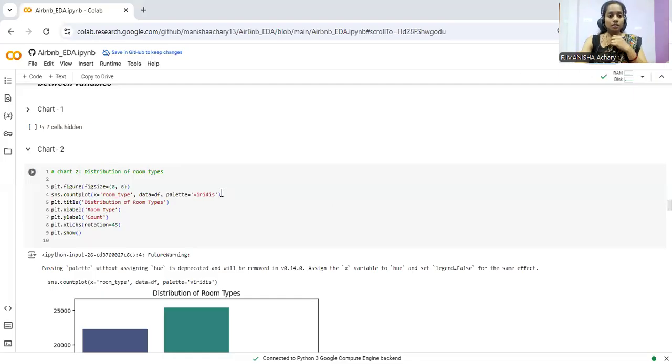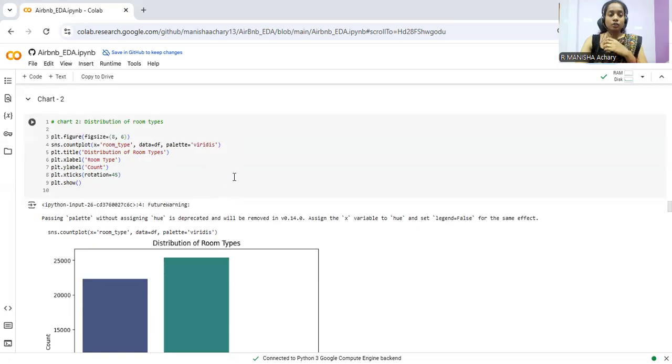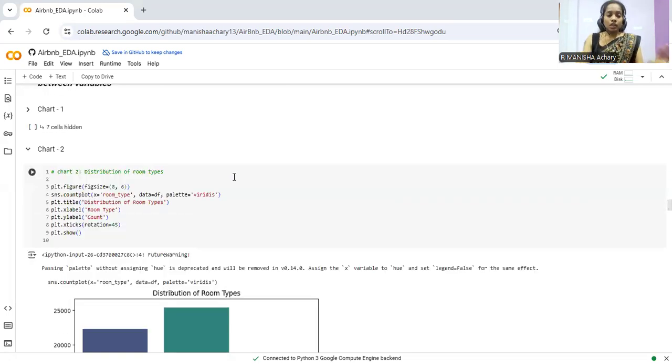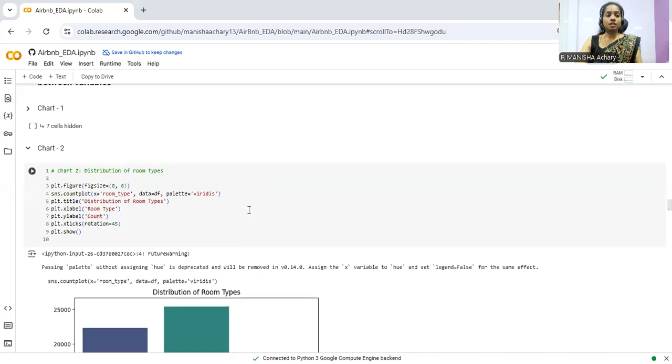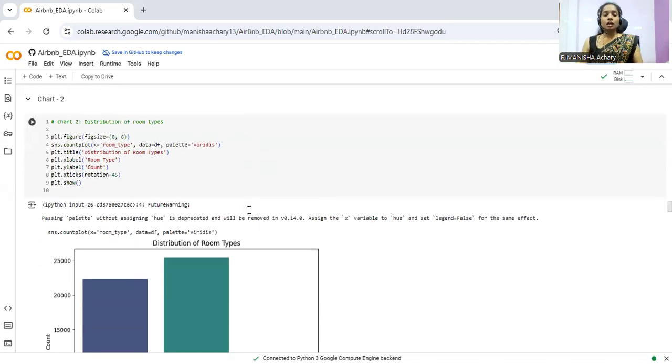For visualization, I have done a total of 14 charts. Out of 14, I will explain 5 charts. The first chart I'm going to explain is the distribution of room types. It shows how the room type counts are distributed.